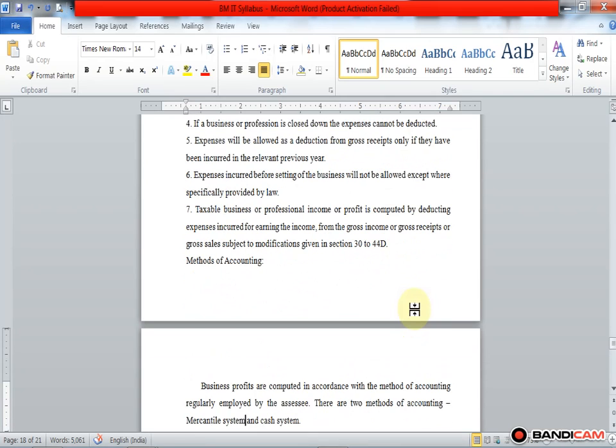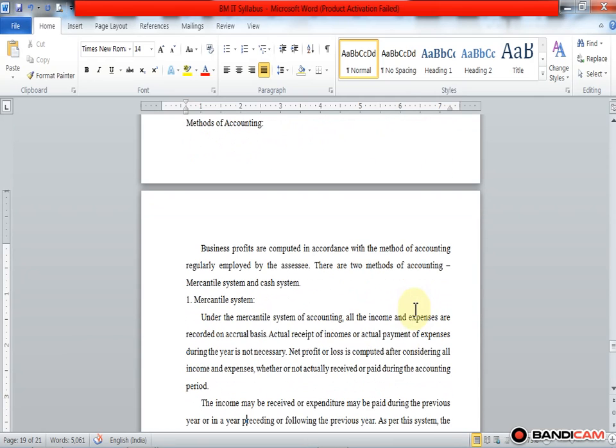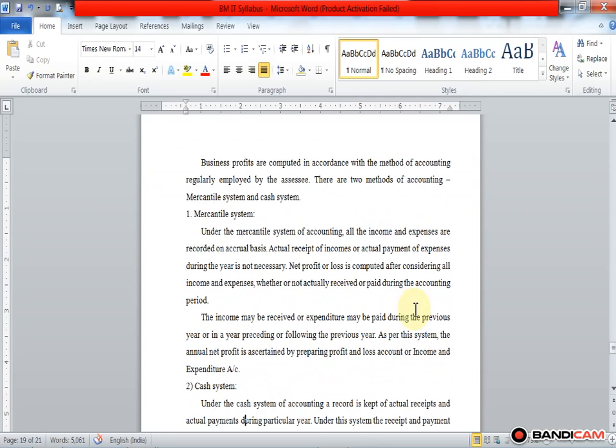Then methods of accounting. There are two methods of accounting, that is mercantile system and cash system. So here, mercantile system means under the mercantile system of accounting, all the income and expenses are recorded on accrual basis. Actual receipt of income or actual payment of expenses during the year is not necessary. Net profit or loss is computed after considering all income and expenses, whether or not actually received or paid during the accounting period.